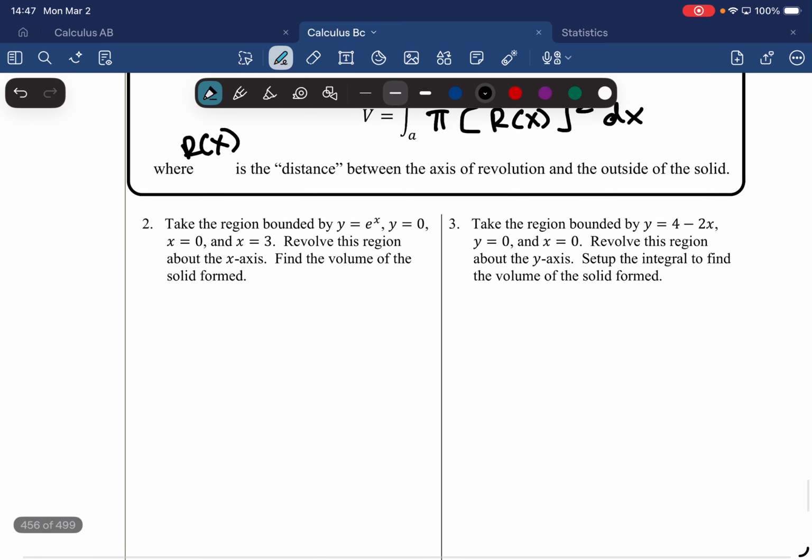Okay, number 2 says take the region bounded by y is equal to e to the x, y is equal to 0, x is equal to 0, and x is equal to 3. Then it says revolve this region around the x-axis. This is important here. This tells you which direction we're focusing on, which tells you which variable the equation will be in. Since we're revolving around the x-axis, everything is going to be in terms of x, so we don't need to rewrite our equations at all. We're first just going to graph.